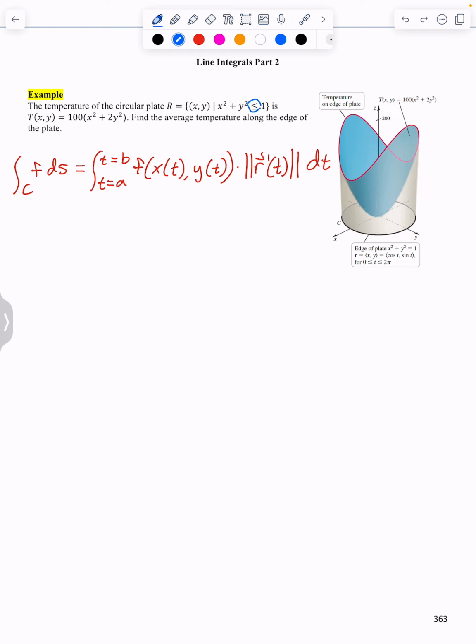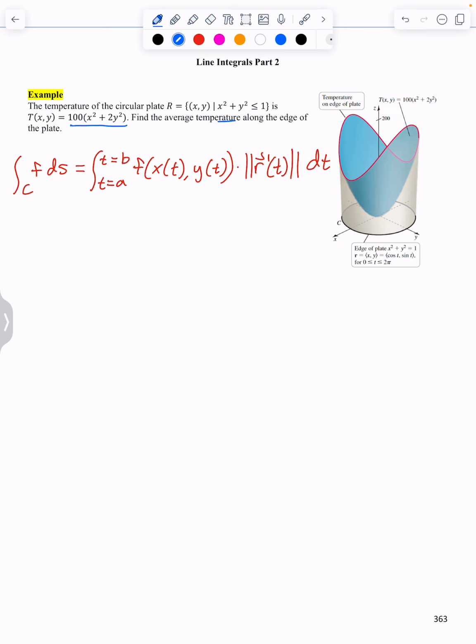Notice that they said less than or equal to 1 here for this circle of radius 1. That's the whole disk. That is a thing that we work with in math as we go up. So the temperature of that plate is given here. You give me your x, y in that disk, and I'll give you the temperature. They want to find the average temperature, though, along the edge of the plate, not the whole plate.